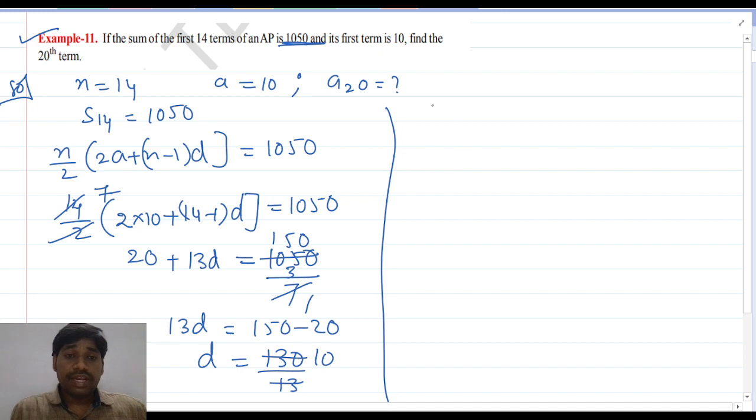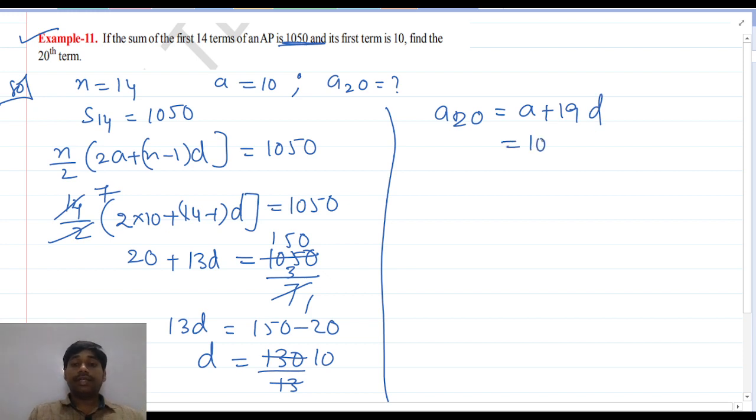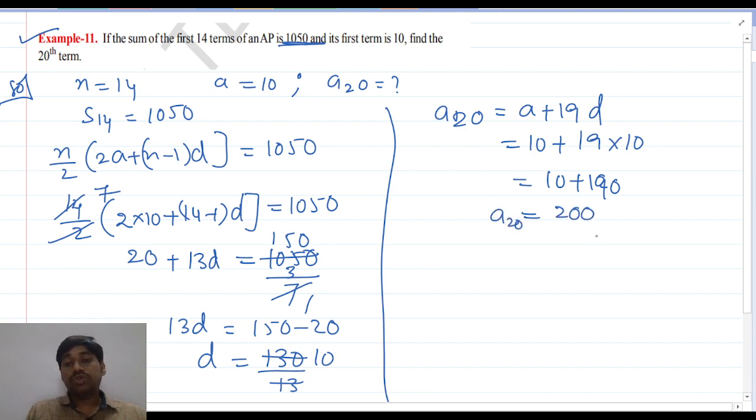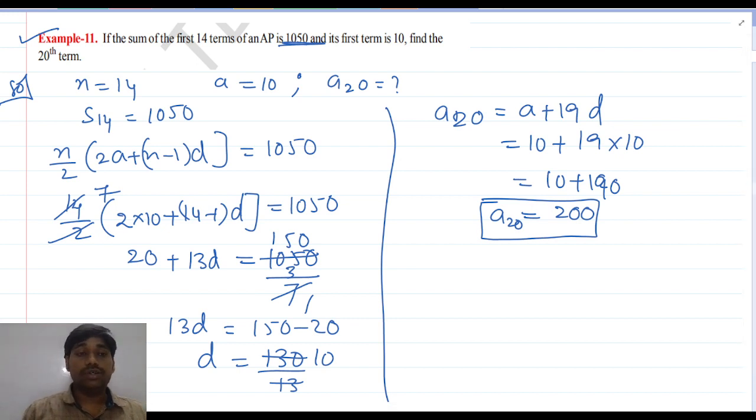So if you know the value of a and d, any term we can find. So question is a20 is how much? A20 is equals to a plus 19d. A is 10, 19 into d is 10. So 10 plus 190, which is equals to 200. So 20th term of the AP is nothing but 200. Okay, my dear students, I hope you understood it, right.